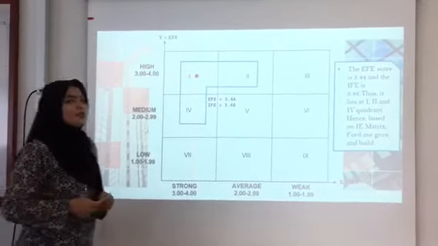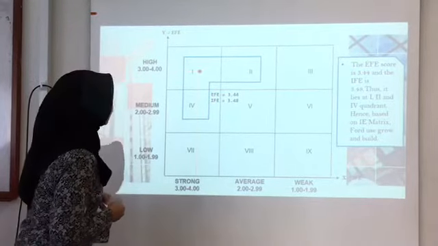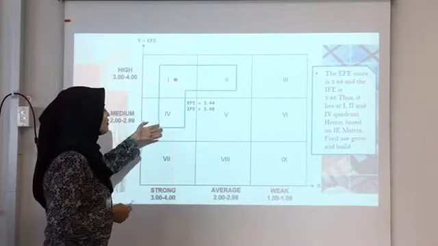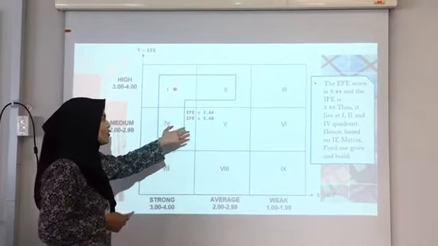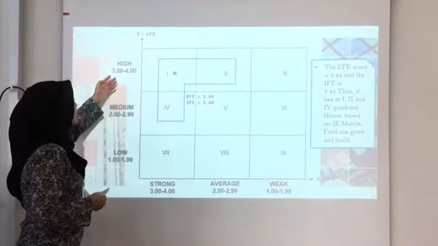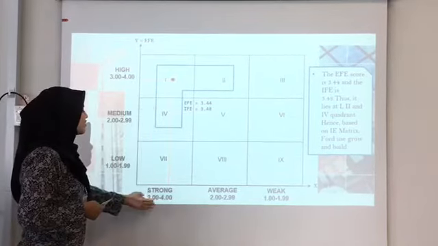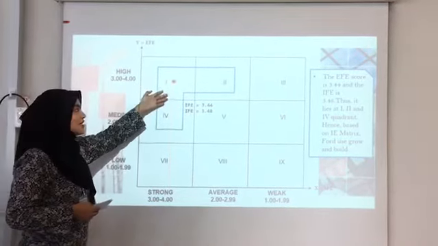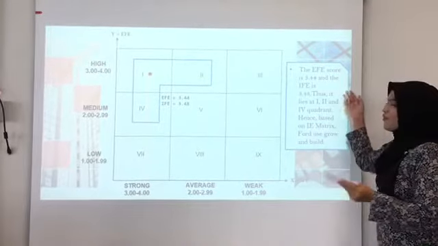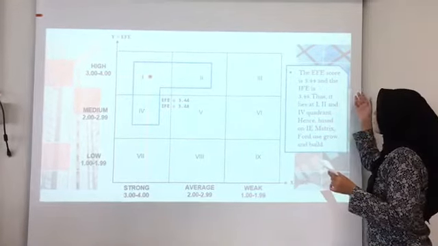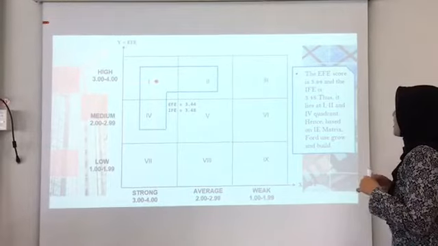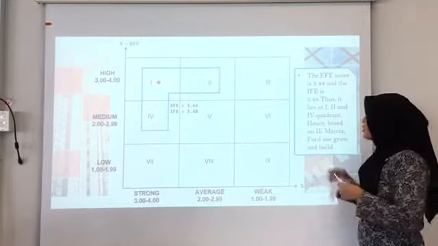Okay, so based on our CPM, we get this result, which is 1, 2 and 4, where our EFE value is 3.44 and IFE value is 3.48, which means we are in the high and strong spot. So the EFE of Ford Motor is 3.44 and the IFE is 3.48. Thus it lies in quadrants 1, 2 and 3. Hence, based on the IE matrix, Ford is used to grow and build.